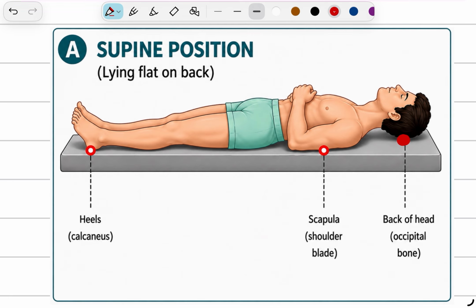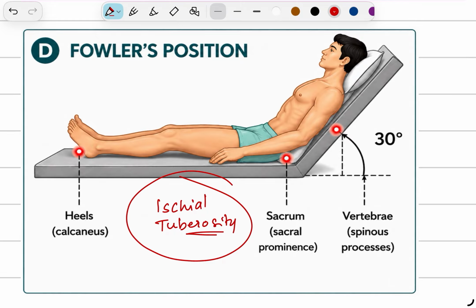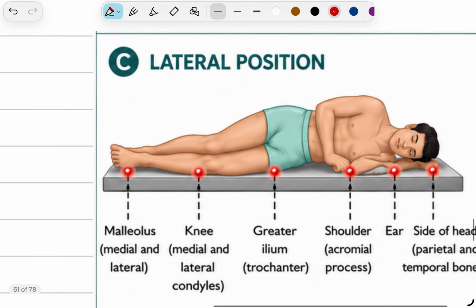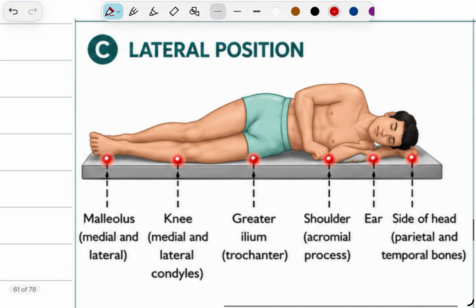That is, ischial tuberosity is the most common. Clear? Everyone understood this one? Yes. Coming to the last position, lateral position. In the lateral position, which one is the most common?